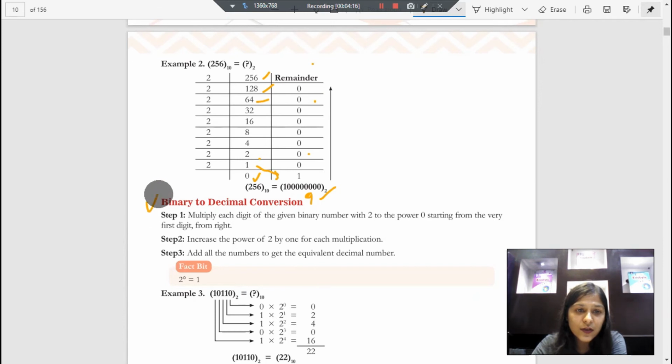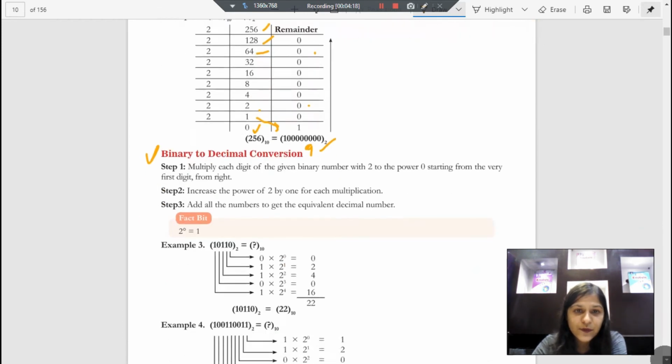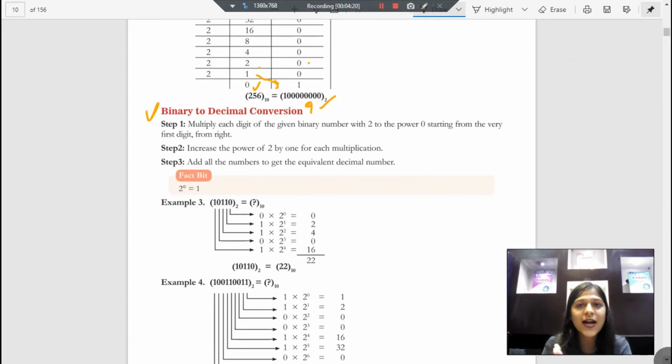So now we will convert binary to decimal. We know how to convert decimal to binary now. We have to simply keep on dividing the number by 2, and each time make note of the remainder, and at last when we are done dividing, we have to reverse our remainders and write that, and that is the number in the binary system. Now we will see how to very easily convert a number from binary to decimal.